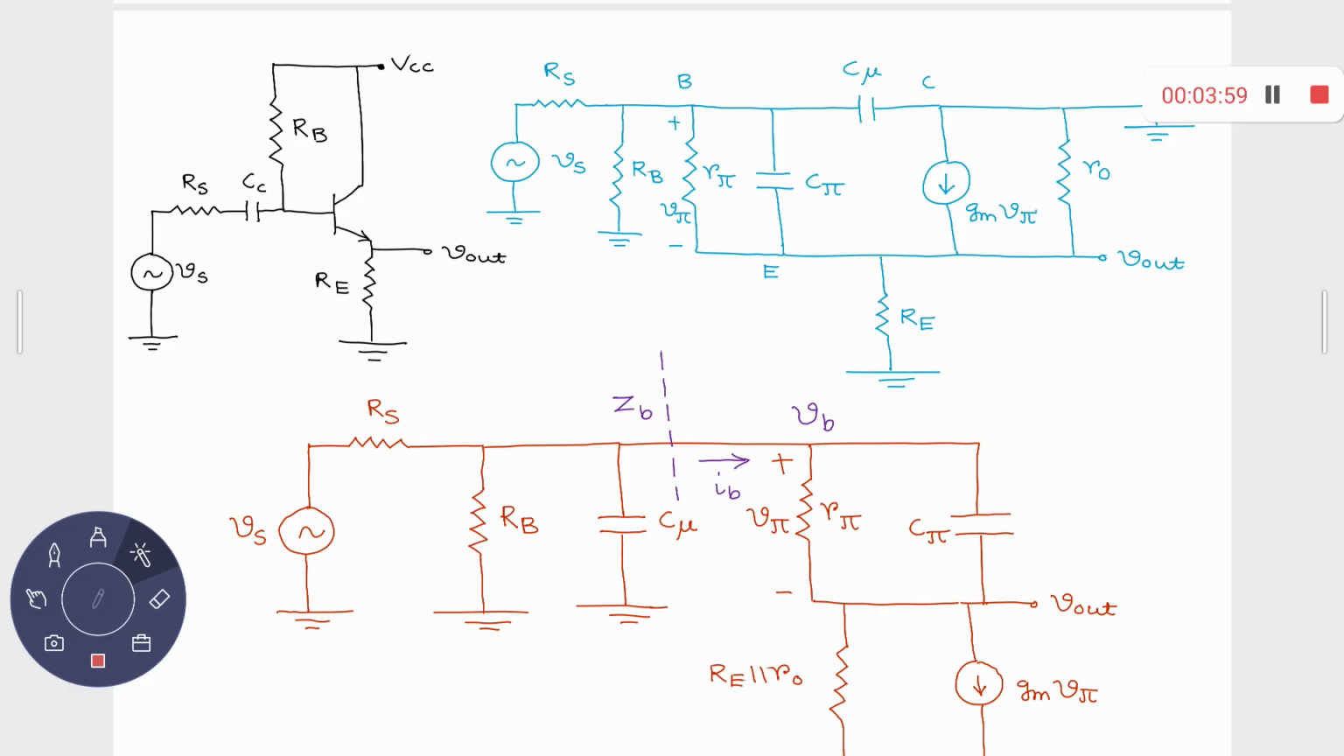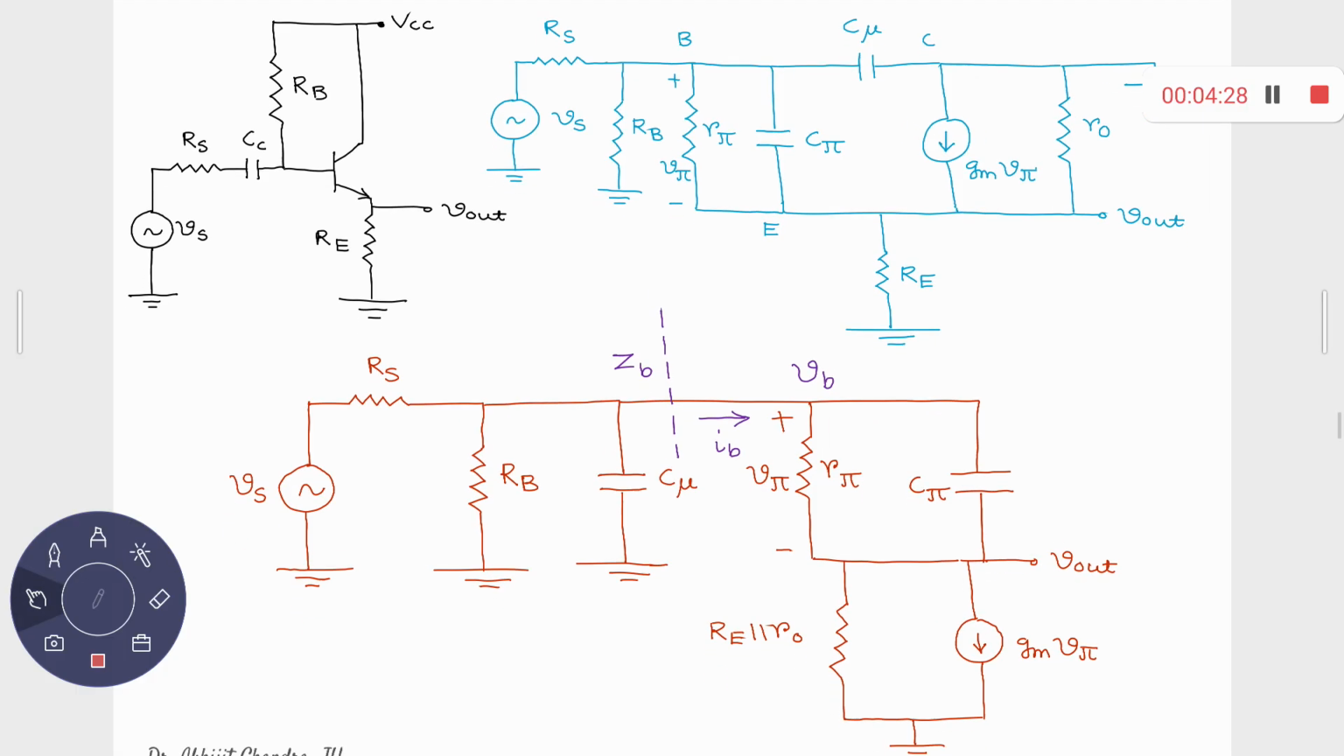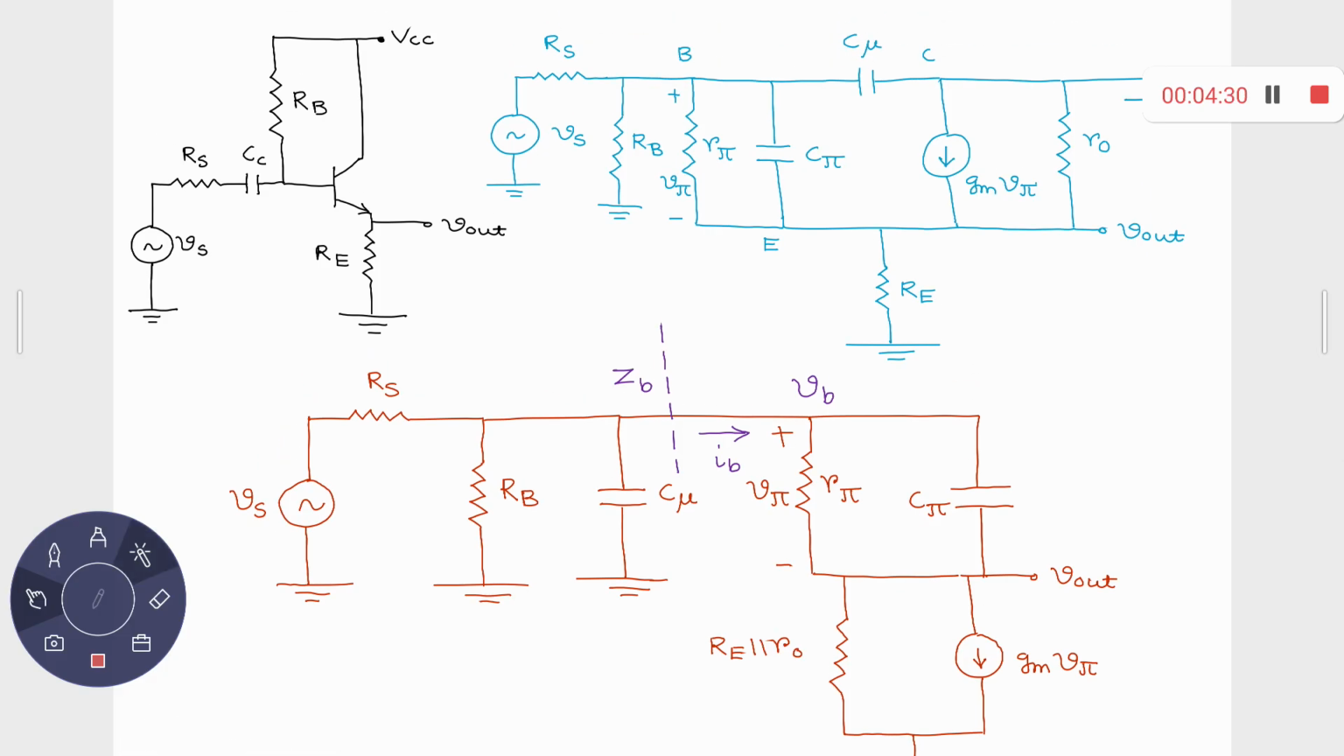That's fine. What else? You can notice that C_mu is connected between base and AC ground, because the collector is AC ground. So base to AC ground, we have this C_mu. Then r_pi is there between base and emitter, and C_pi is also there between base and emitter, because r_pi and C_pi are in parallel. So you have this r_pi C_pi combination, and this is your emitter terminal, the output terminal. What else? Now you just observe over there. You have this RE, which is connected between emitter and AC ground.